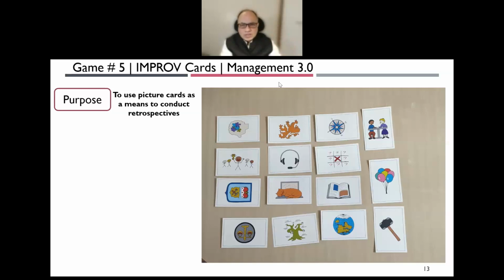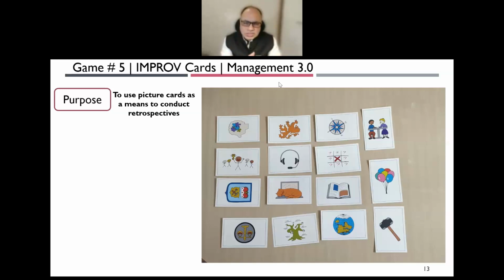Or we might come out with this: if this and this, we can say that direction is missing in the requirement team. They're going everywhere, right? Or this, we can say no one is ready to listen to me, right? So those are the things that can come out of this game, which are called picture cards.